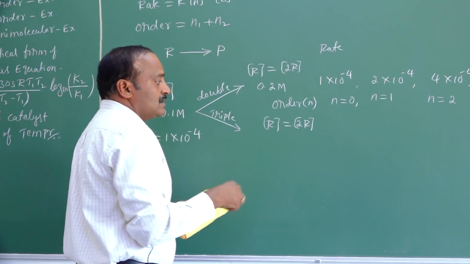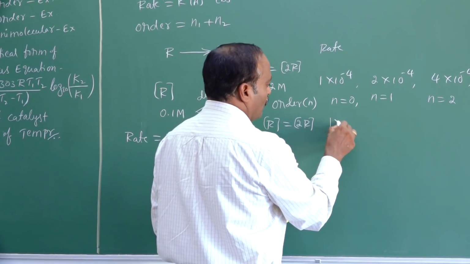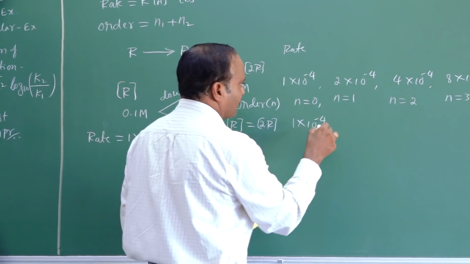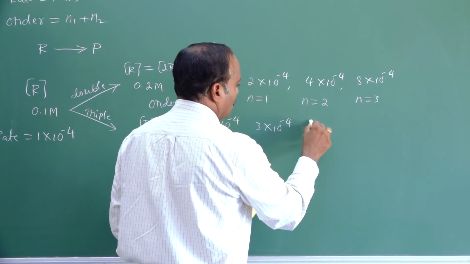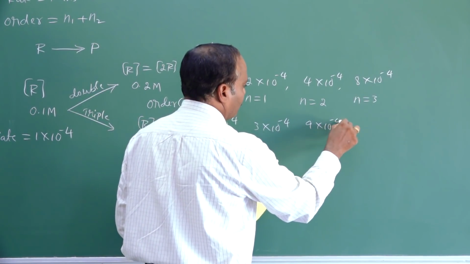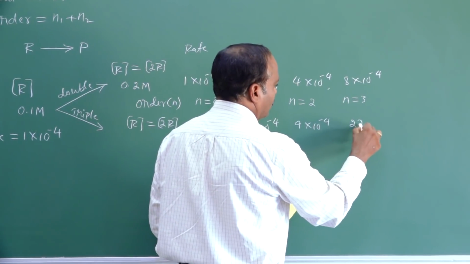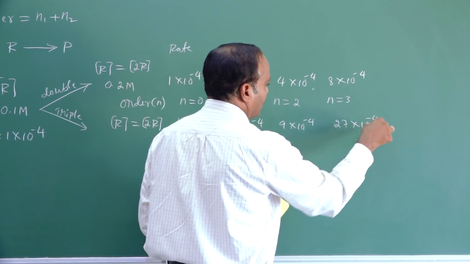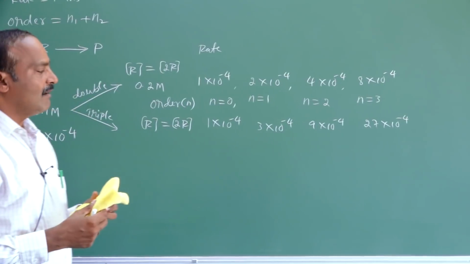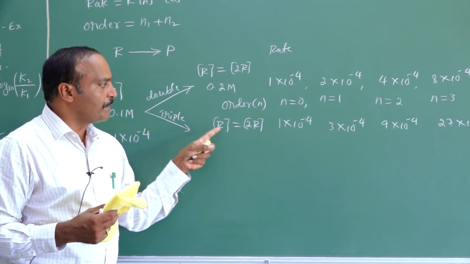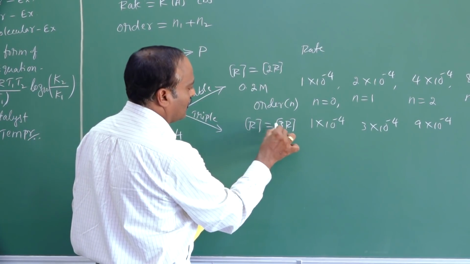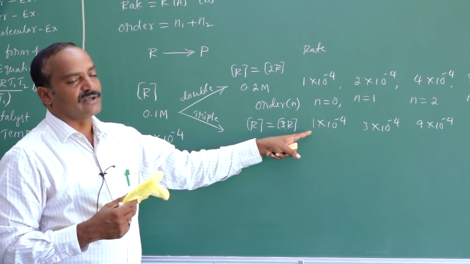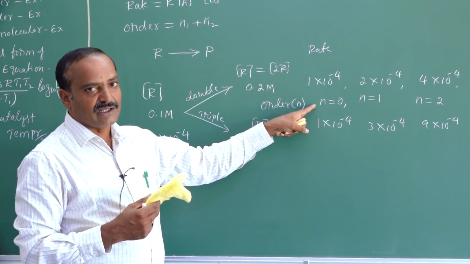Then its rate value is maybe 1 into 10 to the power of minus 4, or 3 into 10 to the power of minus 4, or 9 into 10 to the power of minus 4, or 27 into 10 to the power of minus 4. When the concentration of the reactant is tripled, the rate remains constant. It is a zero order kinetics.